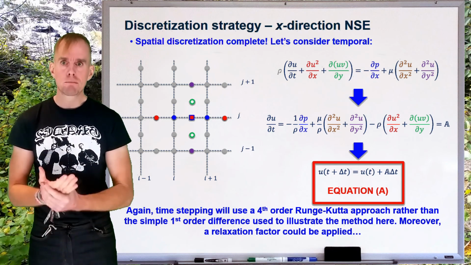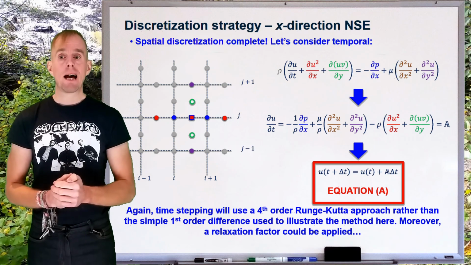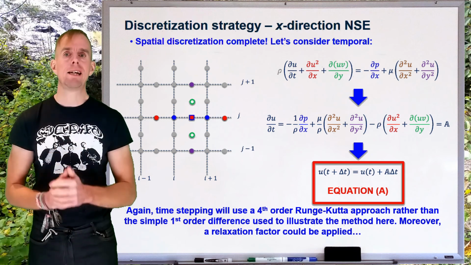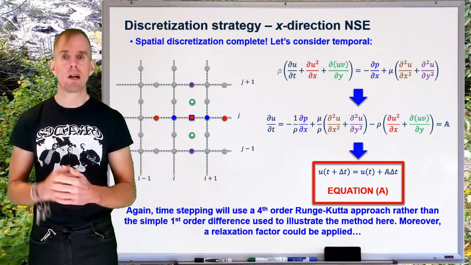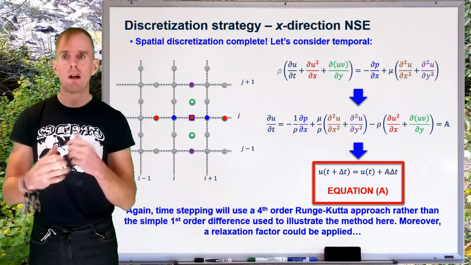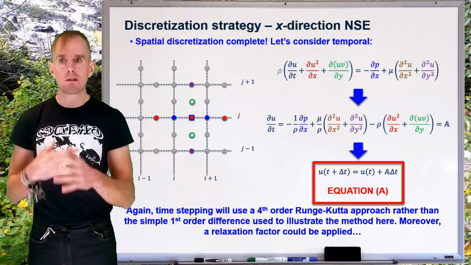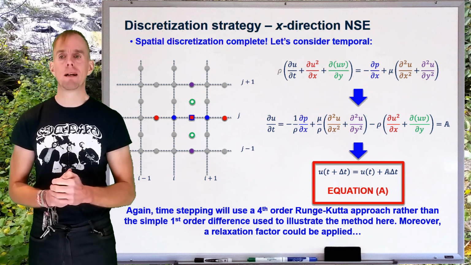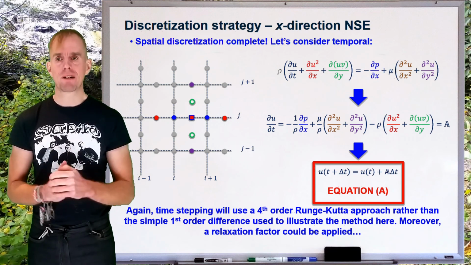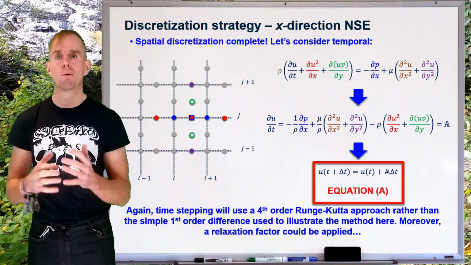In reality, you're probably using a fourth order Runge-Kutta approach rather than a simple first order differencing. And also for that delta t term, it's highly unlikely you'd be adding all of A delta t to this equation. You'd probably be putting a relaxation factor in here, so you're only adding a fractional amount of the change at each time step, such that you don't end up forcing your solver into some kind of instability. So there's a lot of extra complication that actually goes into this, but hopefully this is clear enough and simple enough to get the picture of what's actually going on.